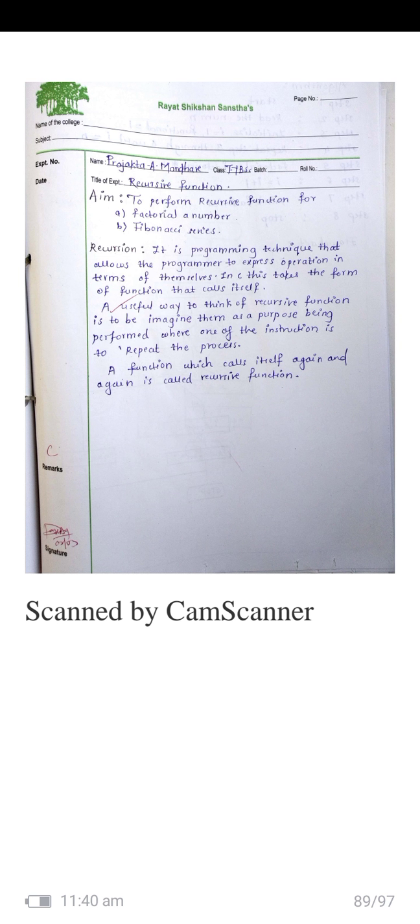Suppose, for example, 10 factorial, that is 10 into 9 into 8 into 7 into 6 into 5, 4, 3, 2, 1. This is the multiplication, and the answer is the 10 factorial number.